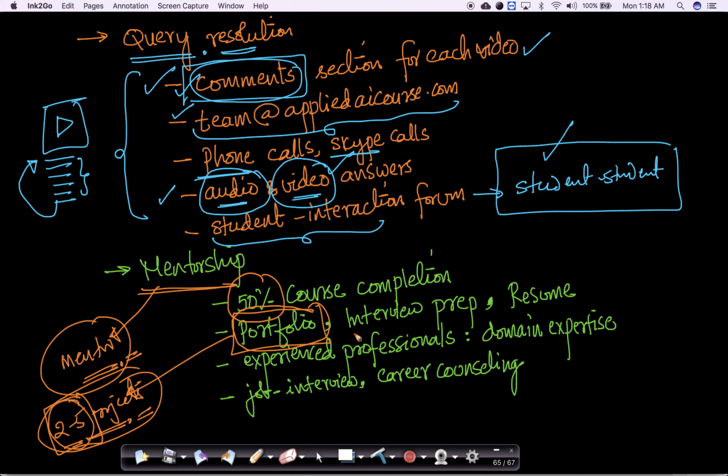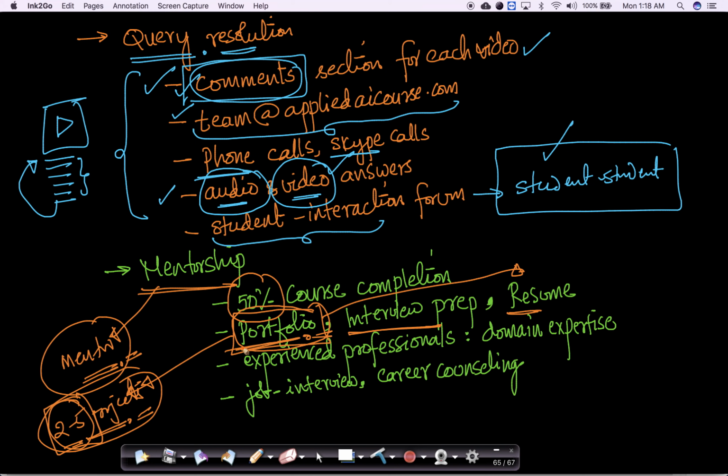And of course, we help you through the interview preparation. We also help you build a strong resume based on your portfolio. A portfolio is a strong proof of your skill sets. This is a great way to showcase your skill sets. And we help you write a blog about each of your projects, build a strong GitHub profile, etc.